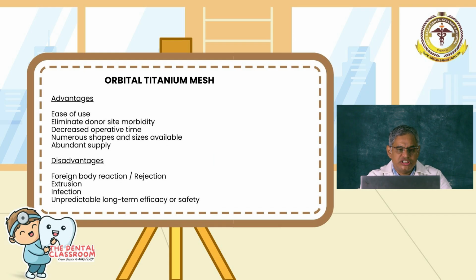Orbital titanium mesh is being used. The advantages of using orbital titanium mesh: easy to use, eliminates donor site morbidity, decreases operative time, numerous shapes and sizes available, abundant supply. Disadvantages: foreign body reaction and rejection, extrusion, infection, unpredictable long-term efficacy or safety.